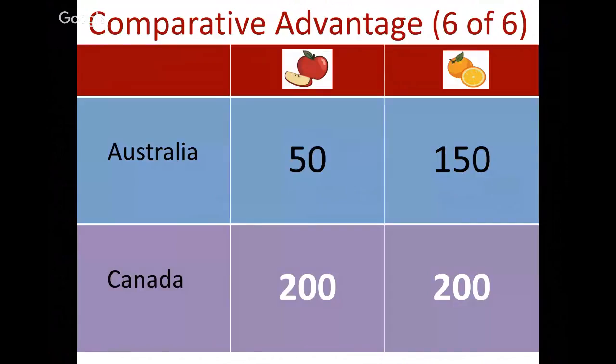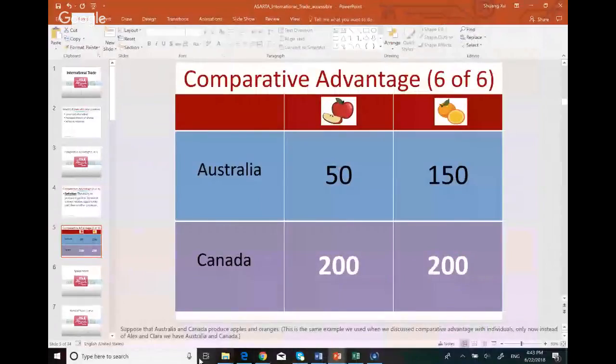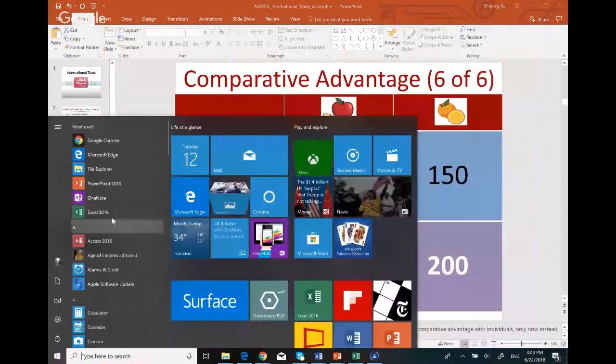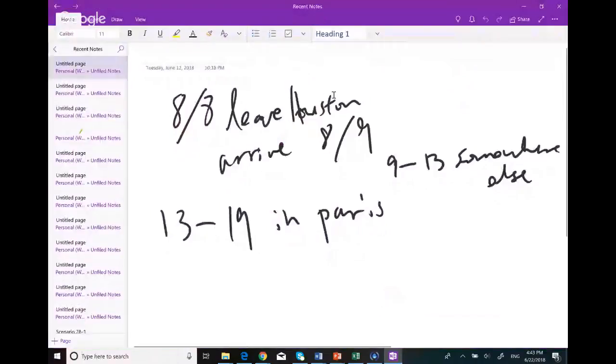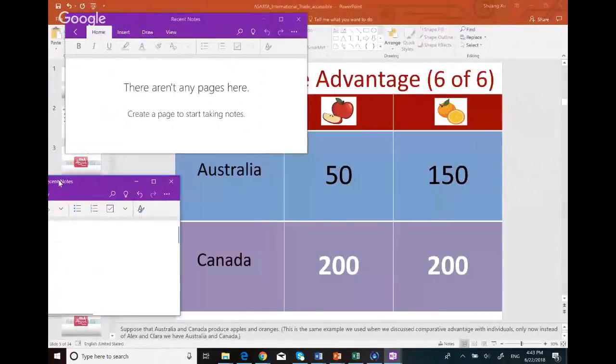All right, so we have an example over here. So these are apples and oranges. So let's suppose Australia can produce a maximum of 50 apples, 150 oranges, and Canada is 200. Now let me show you the same method we did before for the first topic, how to do this type of problem. I'm gonna do our 4 prices, okay? Show me OneNote. Close that. All right, so 4 prices.